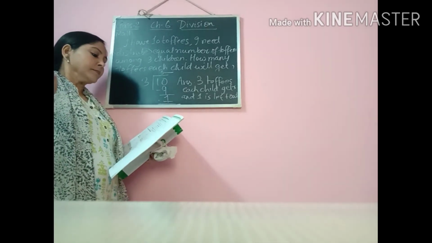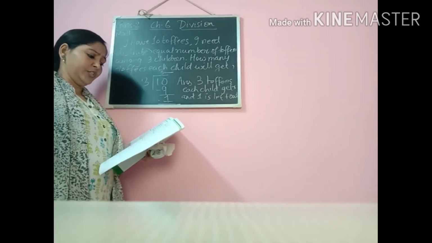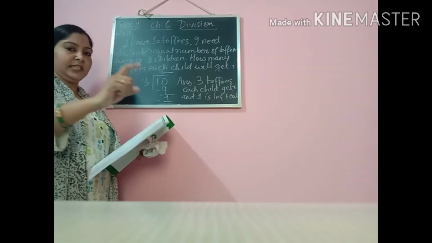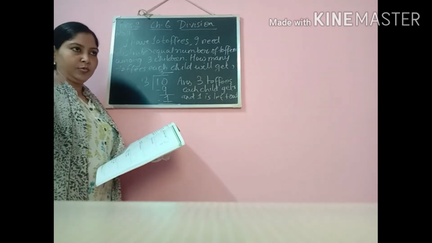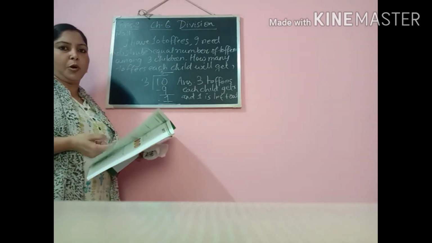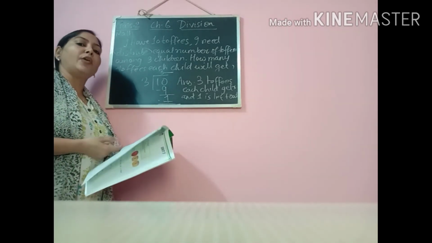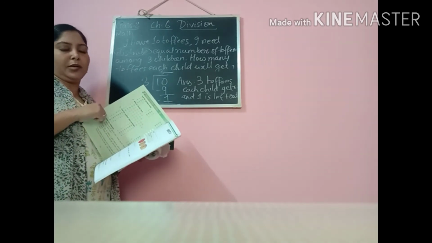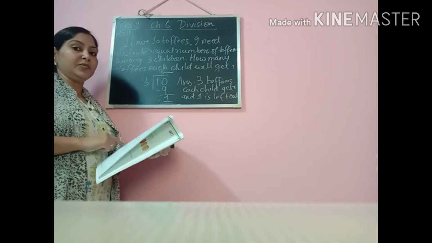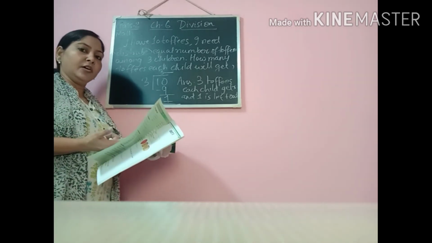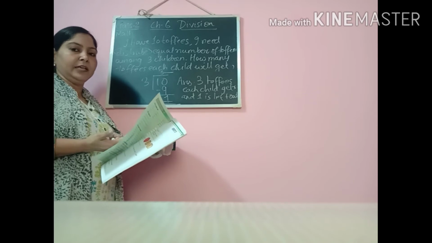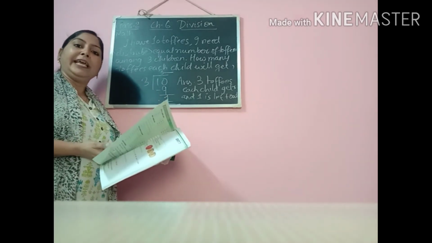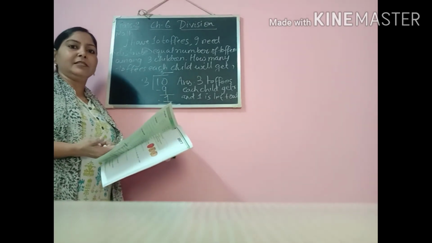Okay. Now, question number 2. 48 toffees are kept equally in 6 boxes. There are 6 boxes, and when we have counted all the toffees of 6 boxes, we found that they are 48 in number. But these have been divided in the 6 boxes equally. So each box will have how many toffees? Here also we are going to divide 48 divided by 6. So we are going to read the table of 6. 6 eights are 48. Each box contains 8 toffees.